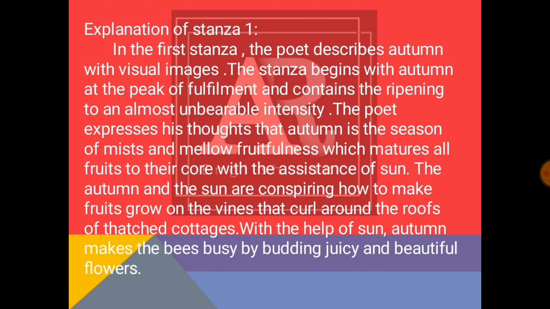The autumn and the sun are conspiring how to make fruits grow on the vines that curl around the roofs of thatched cottages. With the help of sun, autumn makes the bees busy by budding juicy and beautiful flowers.